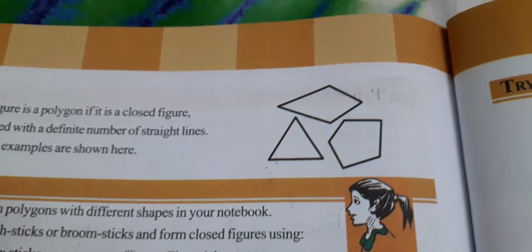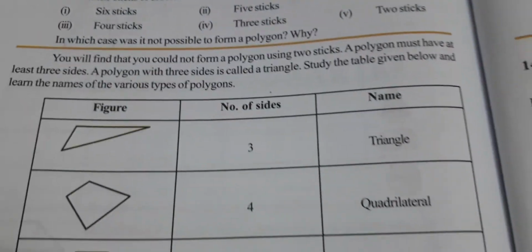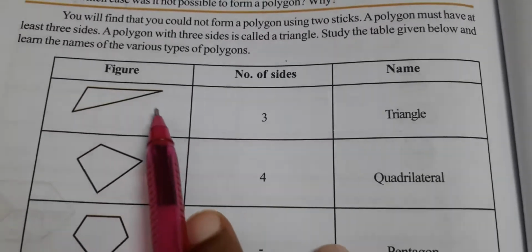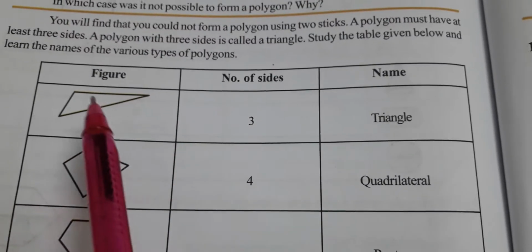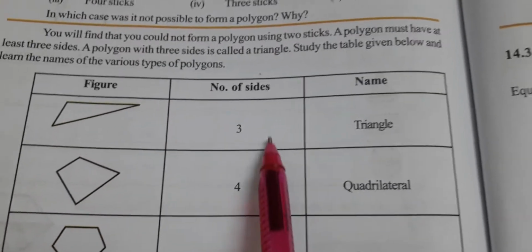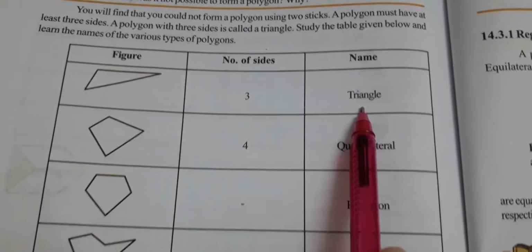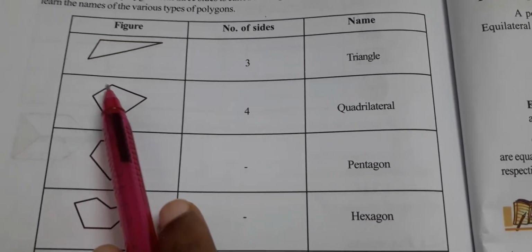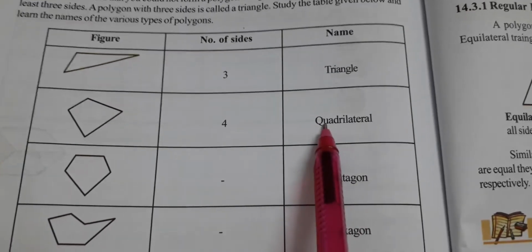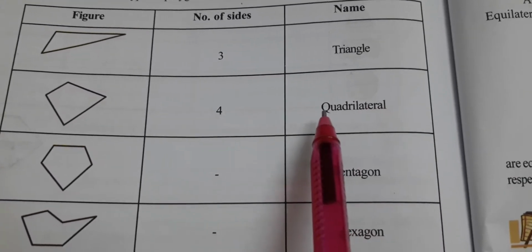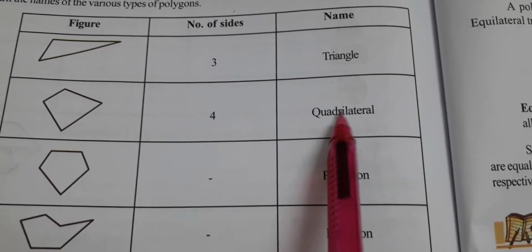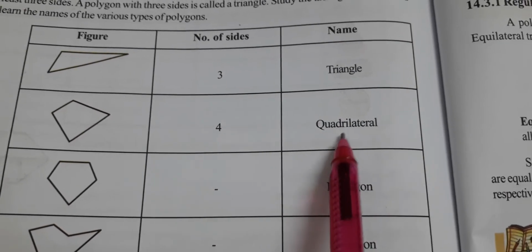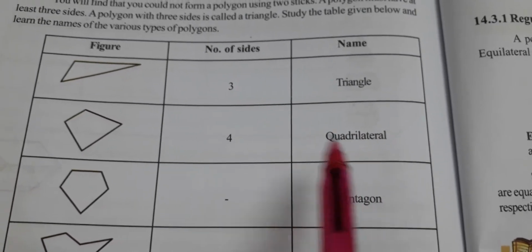Okay, let us see the table here, which gives us the information about the polygons. So first figure, number of sides? Yes, 3. 1, 2, 3 sides. The name is triangle. Look at the second one. 1, 2, 3, 4 sides. It's a quadrilateral. See the spelling. QUADRILATERAL. Quadrilateral. So it's a quadrilateral, right?